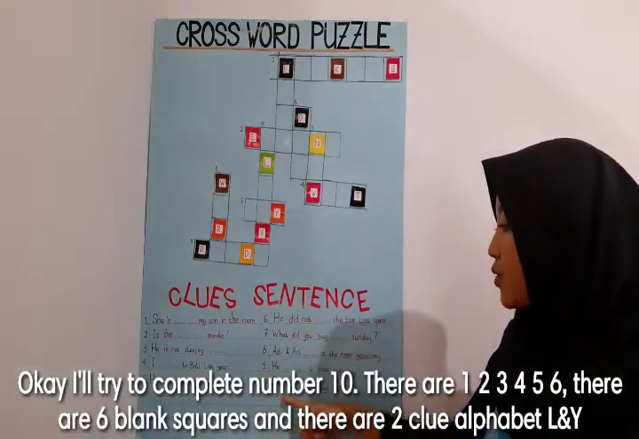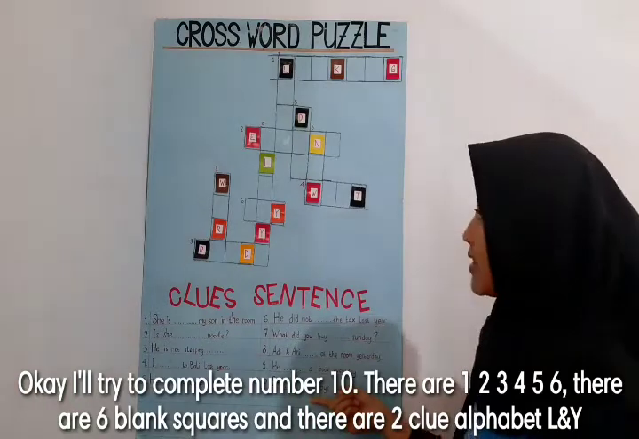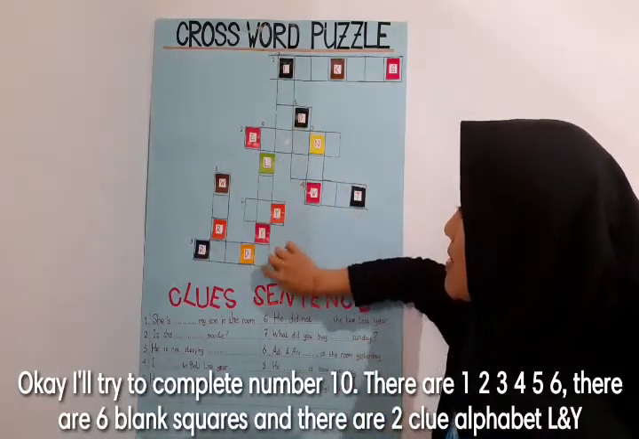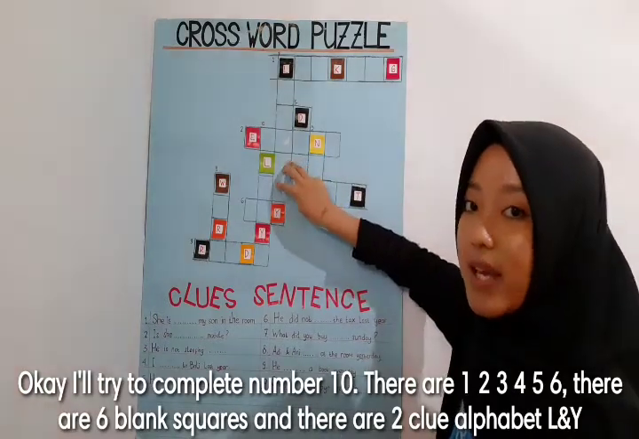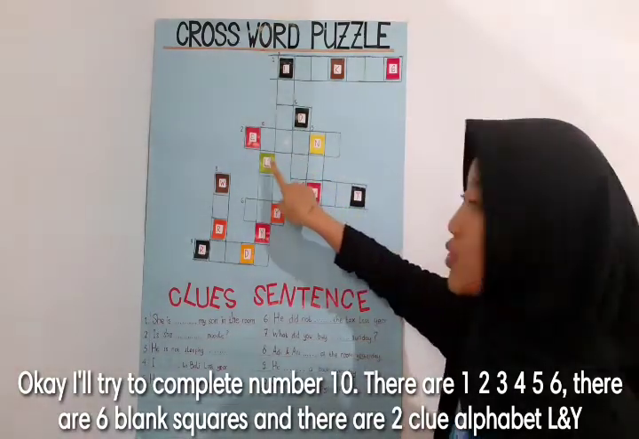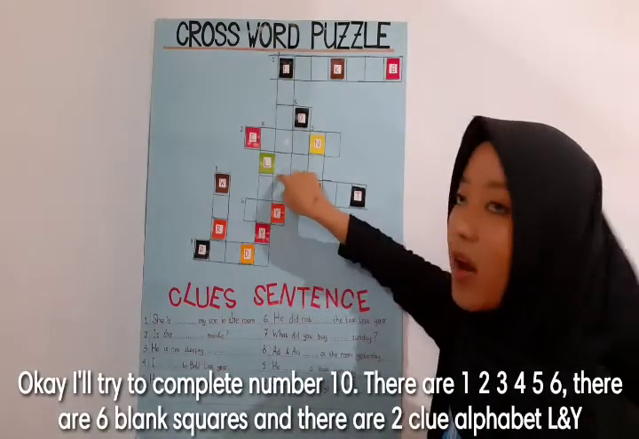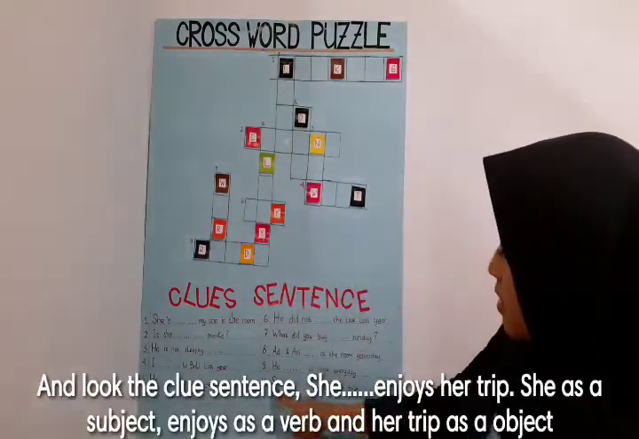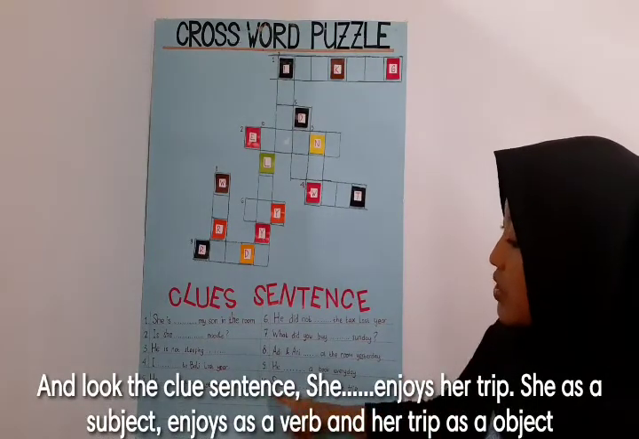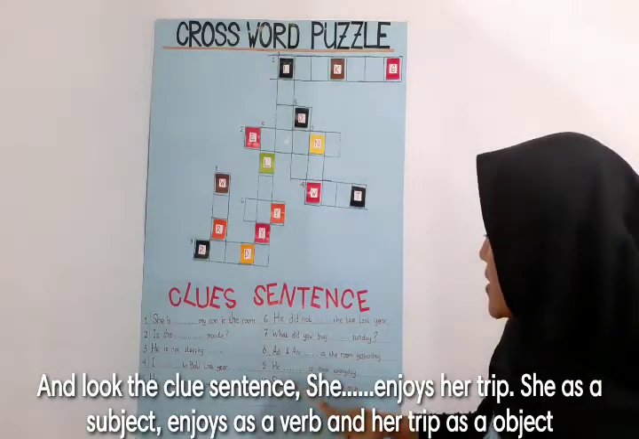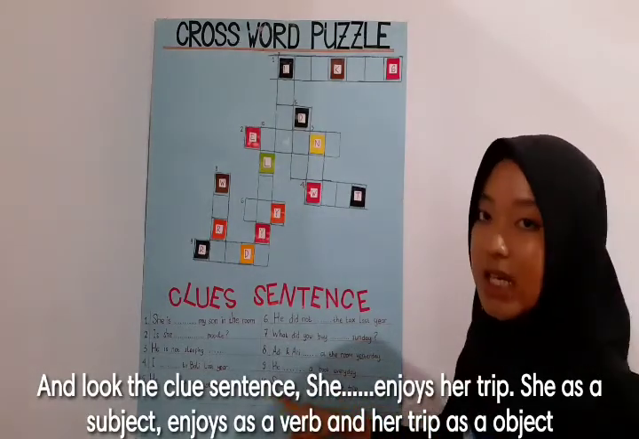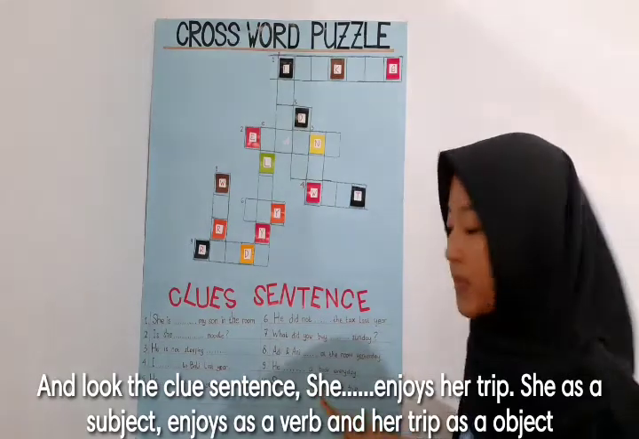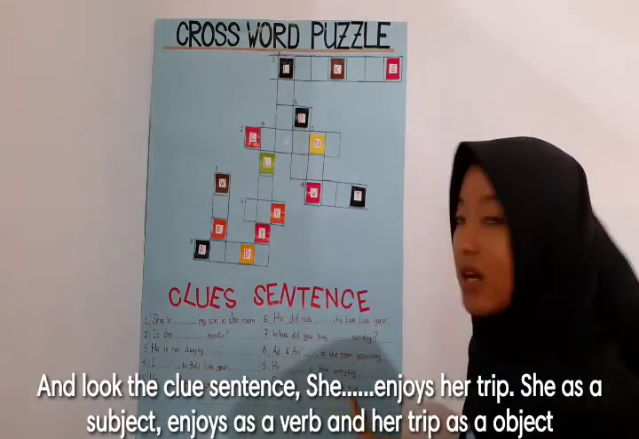Okay, I try to complete number 10. Number 10. There are 1, 2, 3, 4, 5, 6. There are 6 blank squares and there are 2 clue alphabets, L and Y. And look at the clue sentence. She blank blank blank enjoys her trips. She as a subject, enjoys as a verb, and her trips as an object.